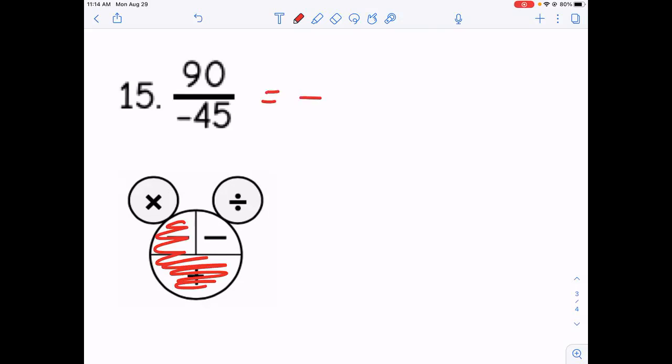Now, 90 divided by 45. Okay, so this is what Braxton was asking. We go with the second number. How many groups of 45 does it take to make 90? Just show me with your fingers. 2 groups of 45 will create our 90. So we have -2.